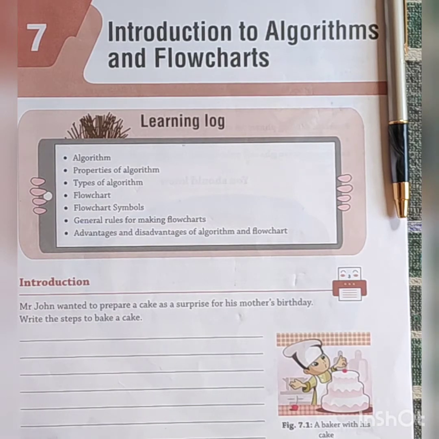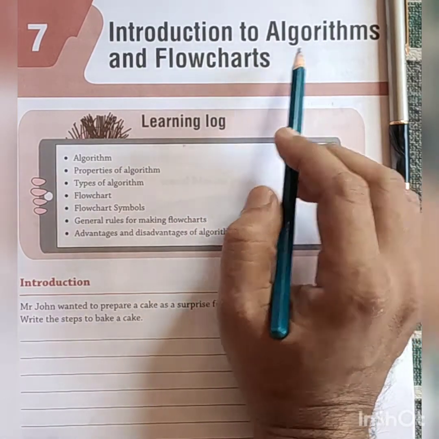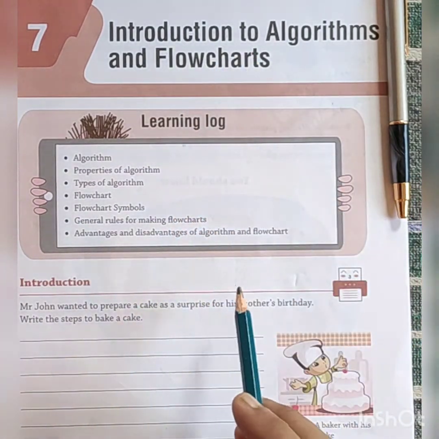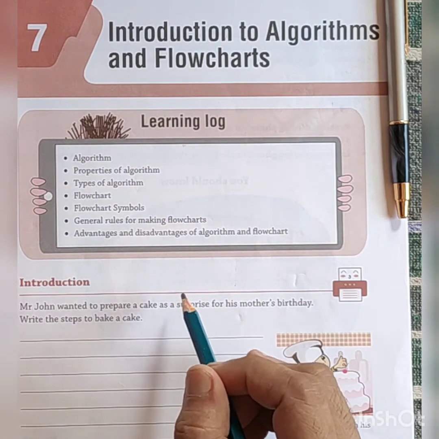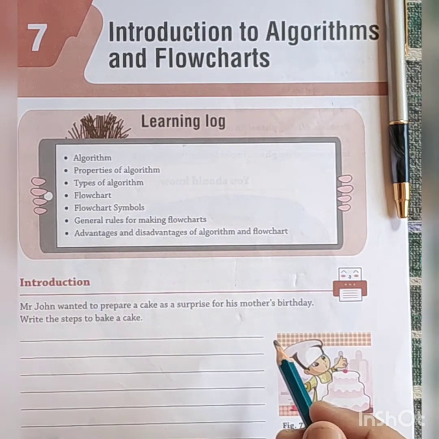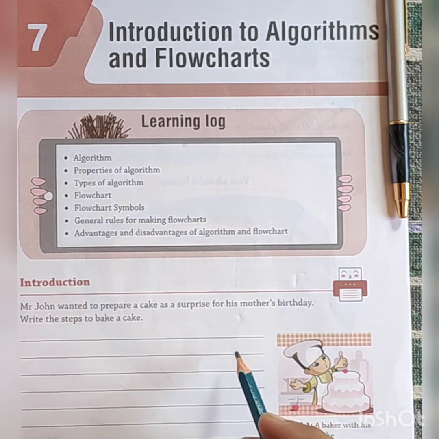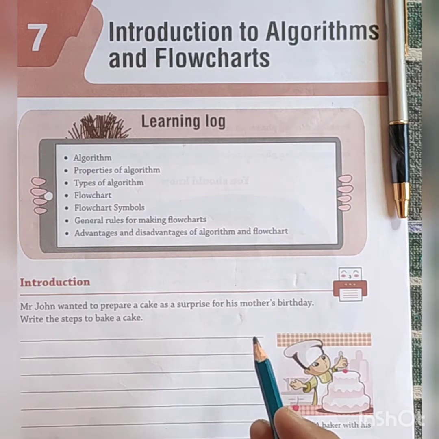Today I am going to discuss chapter 7, that is Introduction to Algorithm and Flowcharts. It's a very important and good chapter to know. Slowly I will explain the things. I will try to explain the things and students will get the things well. So let's start.